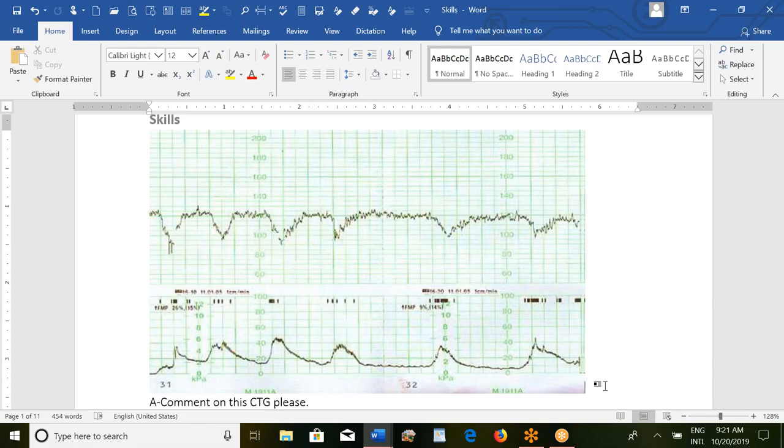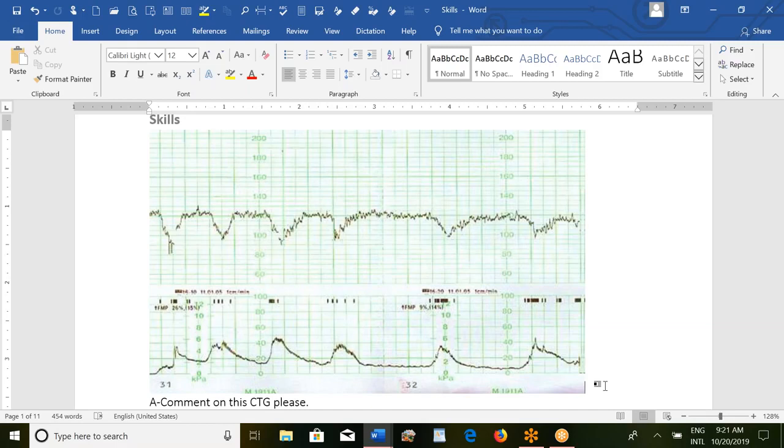Yes, we comment on the CTG depending on the mnemonic Dr. C. Bravado. First, we should take a brief history and determine if there are any risk factors for that patient, if she is having preterm labor, infection, meconium, or IUGR, to identify if there is any risk. Then we will comment on the contractions.